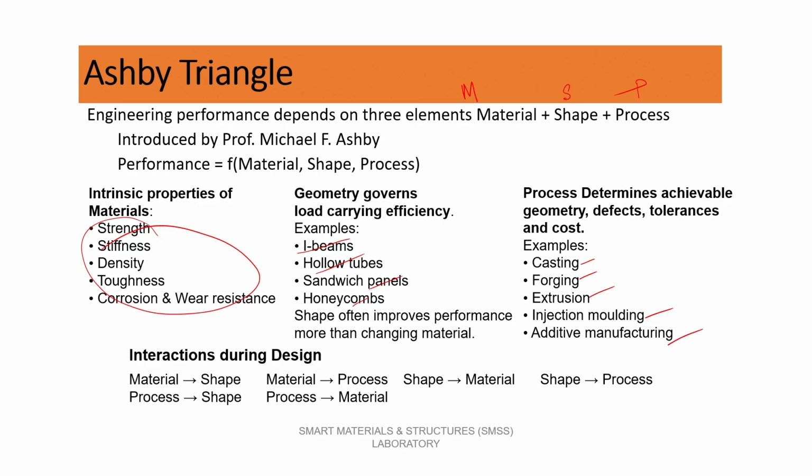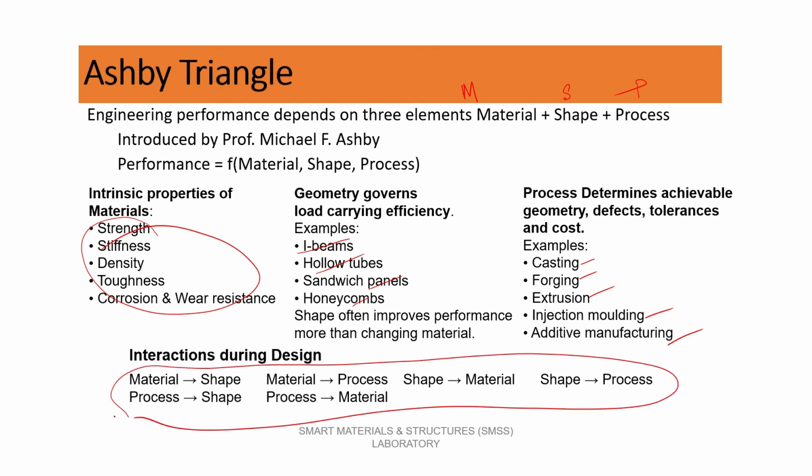So, when I choose a material, my choice of geometry also has to come with it, and next to that is what manufacturing process I am going to utilize. Depending on all these three things together, because they always interact with each other, the selection process is continuously iterative in nature, that we have to keep in our mind. Let me explain that point to you.